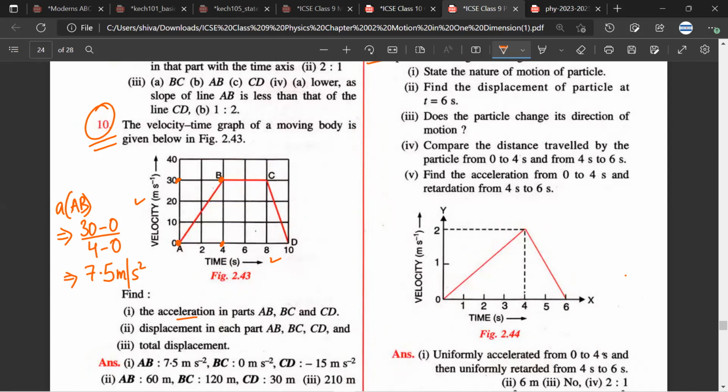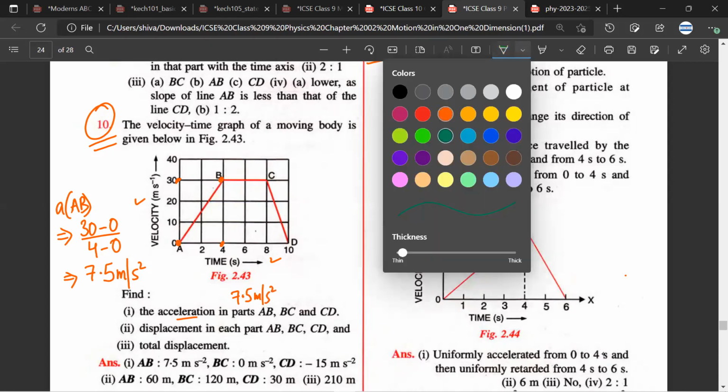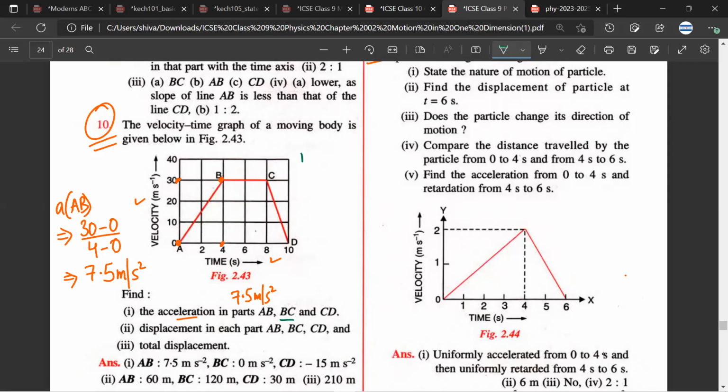So this is the acceleration in the part AB, 7.5 meter per second square. Now we are asked to find the acceleration in part BC. Here when I calculate V2 minus V1, V2 is 30 and V1 is again 30. T2 is 8 and T1 is 4. So this will be equal to 0. So acceleration here would be 0. Is it making sense? Yes, sir.